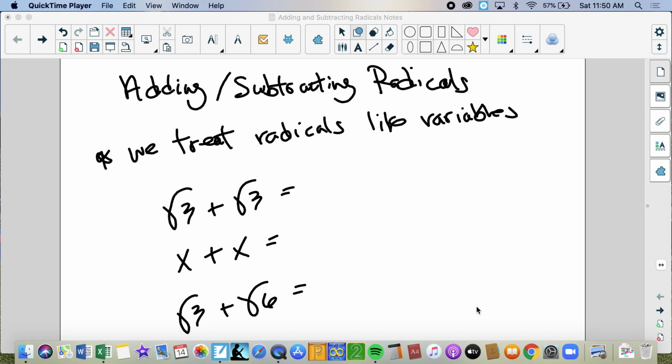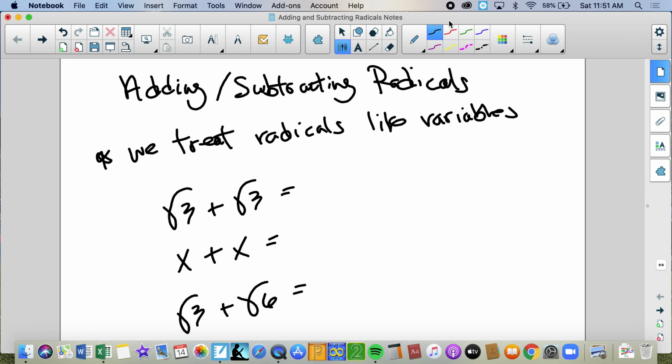To part one of the review for the radical assessment. We're going to be going through adding and subtracting, multiplying, dividing, and then multiplying binomials. So there will be 4 parts, I think that was. So this is part one, adding and subtracting radicals.